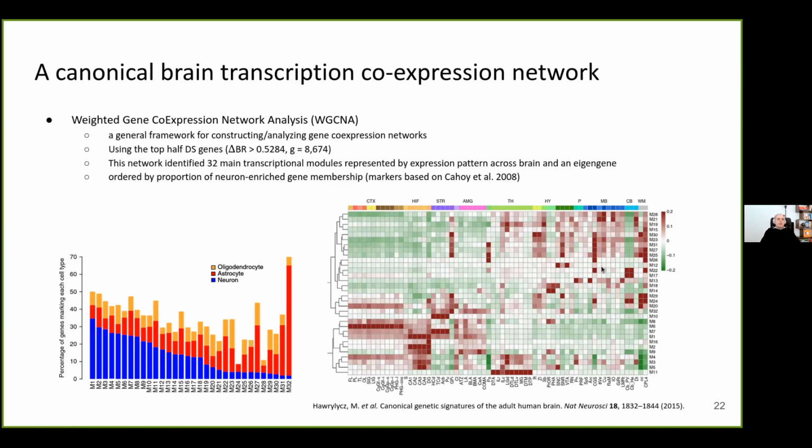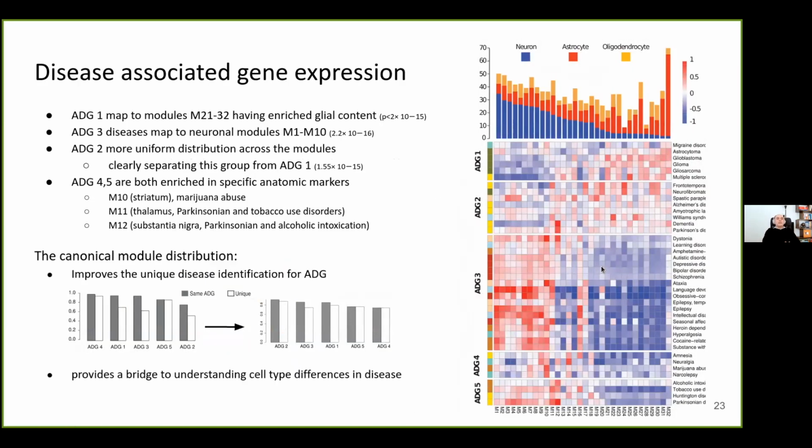And if we look at the brain disorder expression based on these modules of genes, we can see that the ADG1 group, which was mainly the brain tumors, is now expressed in M21 to M32, which has a high glia content, whereas ADG3 is mainly expressed in M1 to M10, which has a lot more neuronal content, although these modules can be cortical or subcortical. And then ADG2 now has a lot more variability, being implicated in both neuronal and non-neuronal modules.